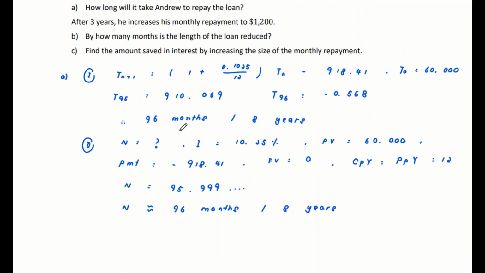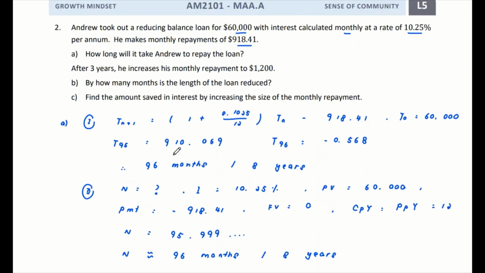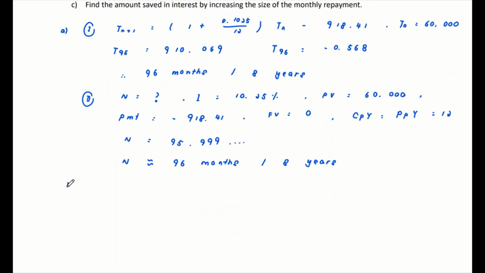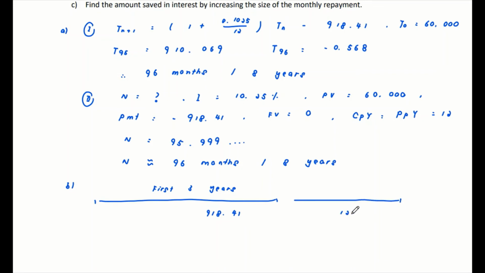Okay, so now this is a different question than our first question just now. After 3 years, he increases his monthly repayment to 1,200. So by how many months is the length of the loan reduced? You can see that you have two stages here. For the first 3 years, try to look at this as a timeline as well. For the first 3 years, the repayment is 918.41. After 3 years, he increases the repayment to 1200.